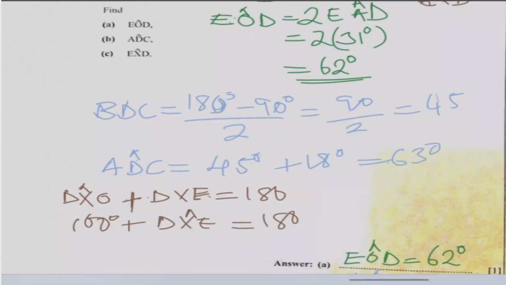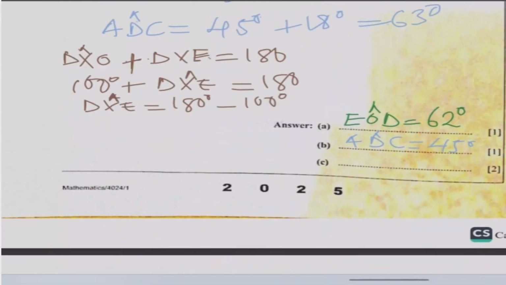Then we find the difference, putting like terms together. Angle DXE is equal to 180 degrees minus this 100 degrees. So angle DXE is equal to 180 degrees minus 100 degrees, which gives us 80 degrees.